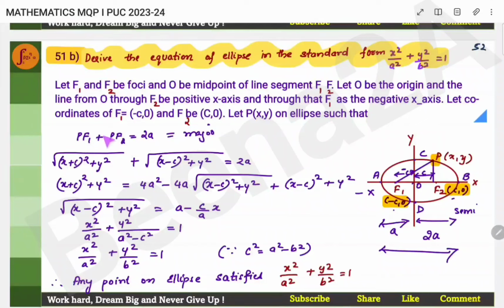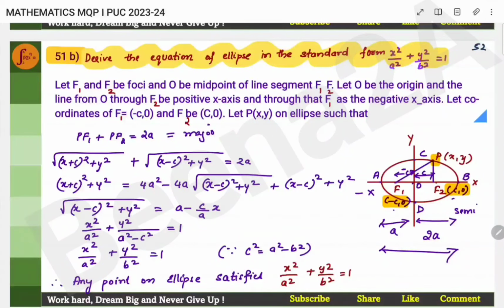Now, using this, we'll find the distance. What is PF1? For PF1, use the distance formula: square root of (x minus of minus c) the whole square, plus (y minus 0) the whole square. Then, plus, you take PF2. What is PF2? Square root of (x minus c) the whole square, plus (y minus 0) the whole square. And you equate this to 2a. Now, when you simplify this, you will get x square by a square plus y square by a square minus c square.